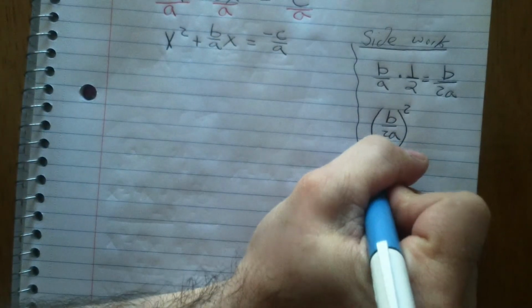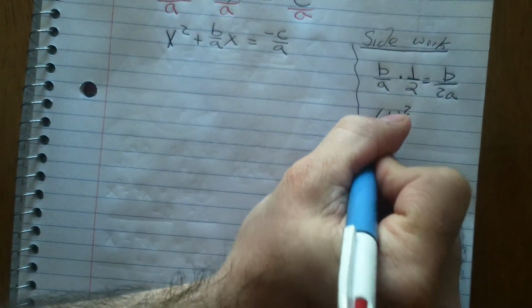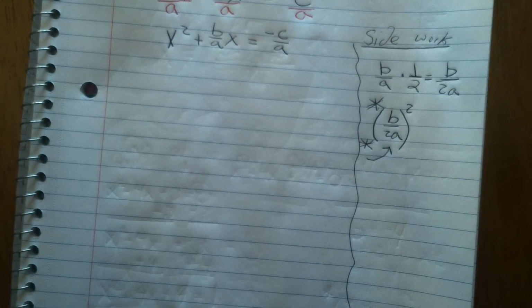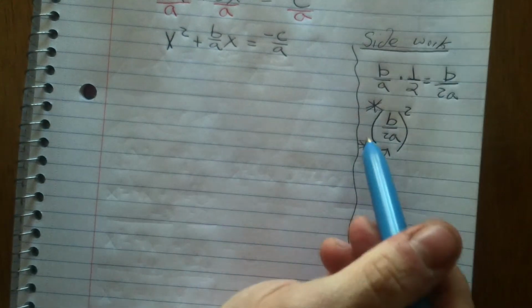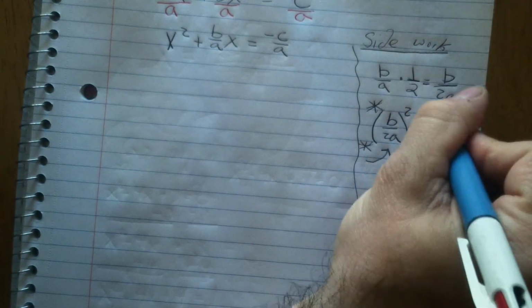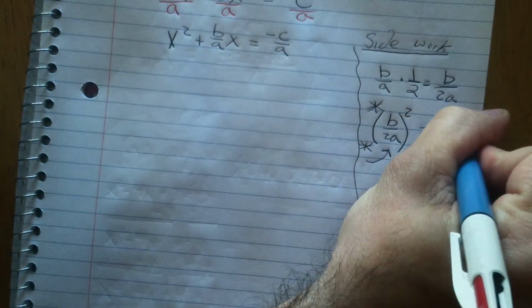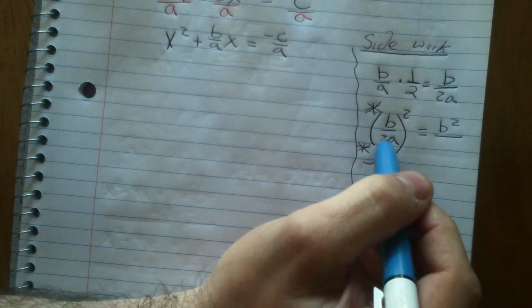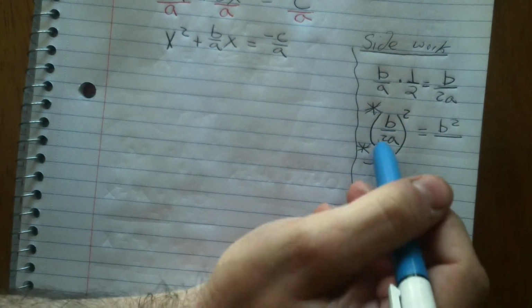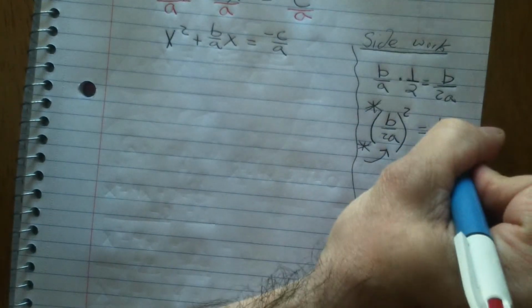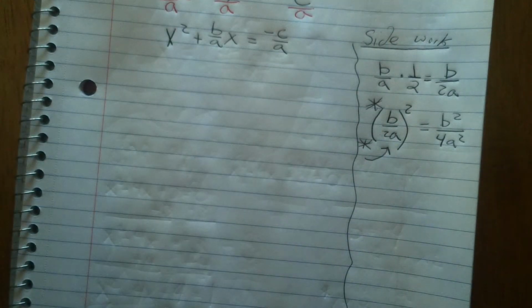But remember, this number here, this b over 2a, that's a special number. That's special, so we want to save that. So b over 2a squared is b squared over 2a squared. B squared, that was easy, but 2a squared, 2 squared is 4, and then a squared is a squared. And there we go. So b squared over 4a squared. Okay.